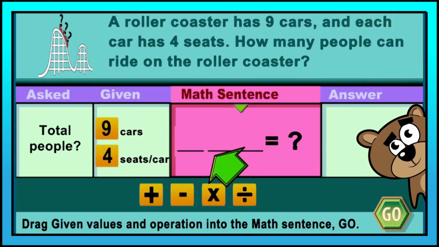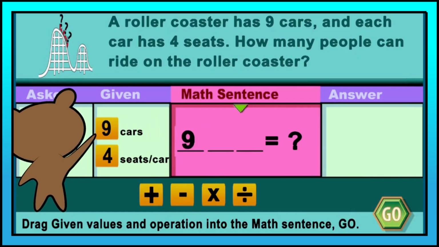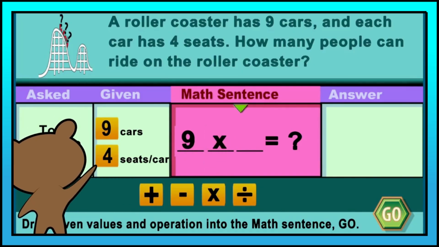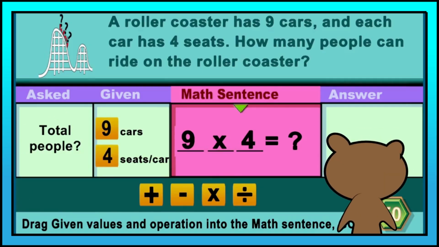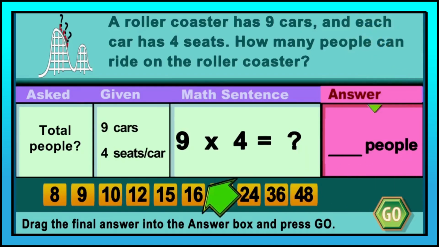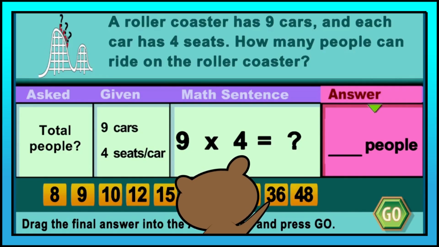Good. Fill in the math, the number sentence for this problem. Drag in the given values and the correct operation, then press go. First this one, then this one, and finally this one. Oh, I hope I did this right. Right on. Move in the final answer from the choices, then press go. What about this?